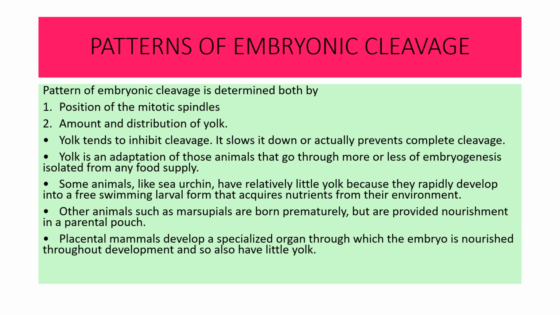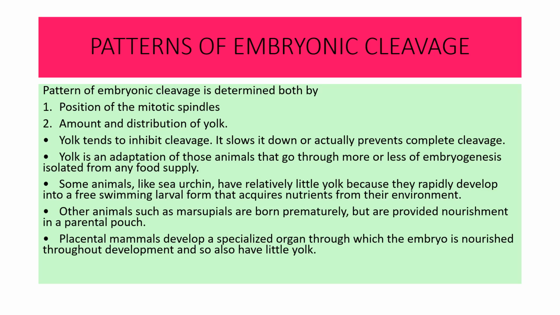The pattern of embryonic cleavage is determined by, number 1, the position of the mitotic spindle, and second, the amount and distribution of yolk. So these are the two important features which determine the pattern of cleavage. The yolk tends to inhibit cleavage; it slows it down or actually prevents complete cleavage. Yolk is an adaptation of those animals that go through more or less of embryogenesis isolated from any food supply.